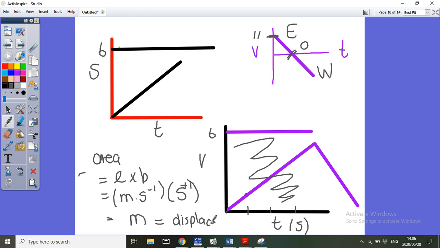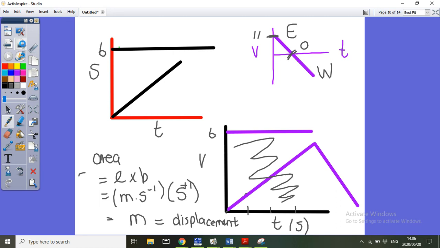And we are going to look at examples on how to draw graphs from other graphs. But if you have the displacement, you need to think, is it in the positive direction or is it in the negative direction? And I'm going to go through an example of how to draw a displacement time graph from a velocity time graph.